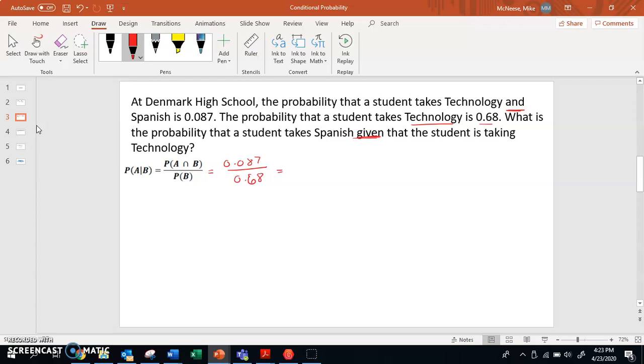And so we've got 0.087 divided by 0.68, which is going to give us about 0.128 or 12.8%. So our final answer is 12.8%.